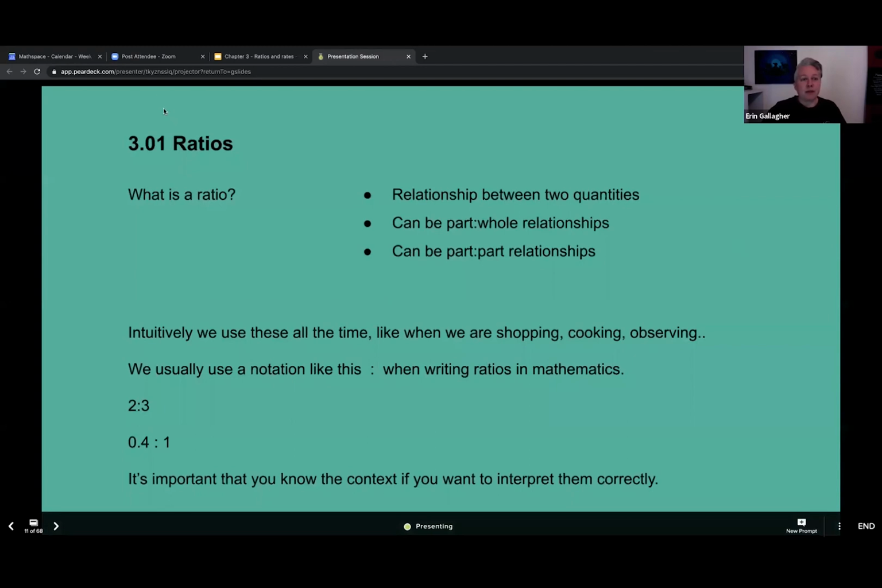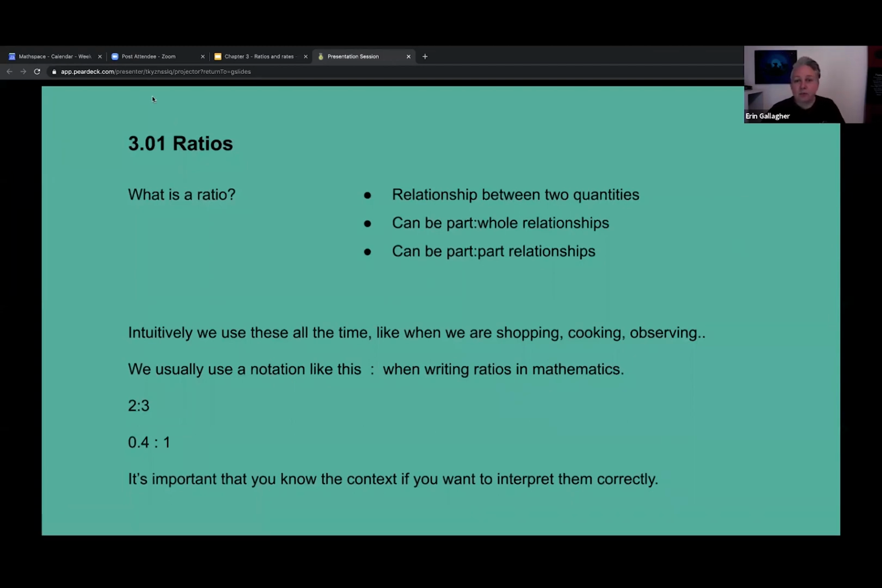So we're going to start with ratios. What is a ratio? It's a relationship between two quantities. So it can be any two things, and we're just talking about how that relationship exists. We can talk about part-whole relationships, so a part of something to the whole of something. We can talk about part-part relationships, and I'm going to go into both of those in a bit more detail soon.